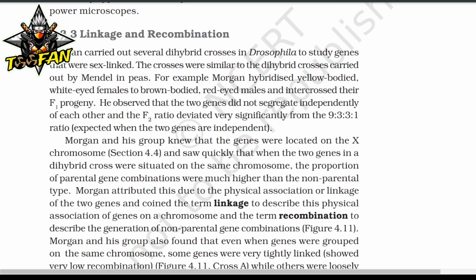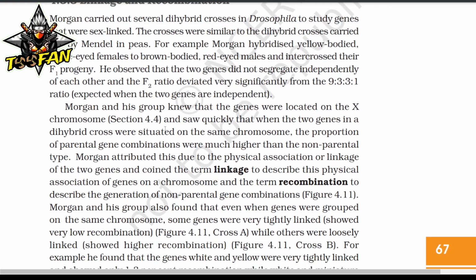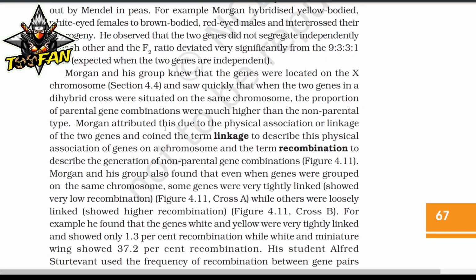Morgan and his group also found that even when the genes were grouped on the same chromosome, some genes were very tightly linked, while others were loosely linked. For example, he found that the genes white and yellow were very tightly linked and showed only 1.3% recombination, while white and miniature wing showed 37.2% recombination.